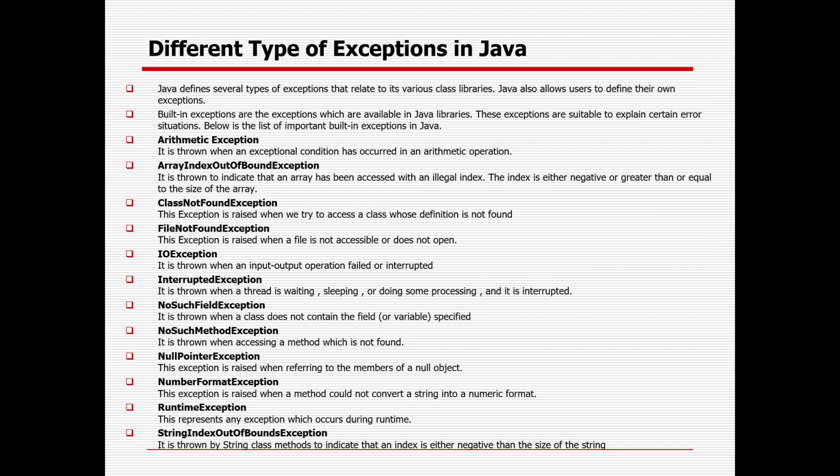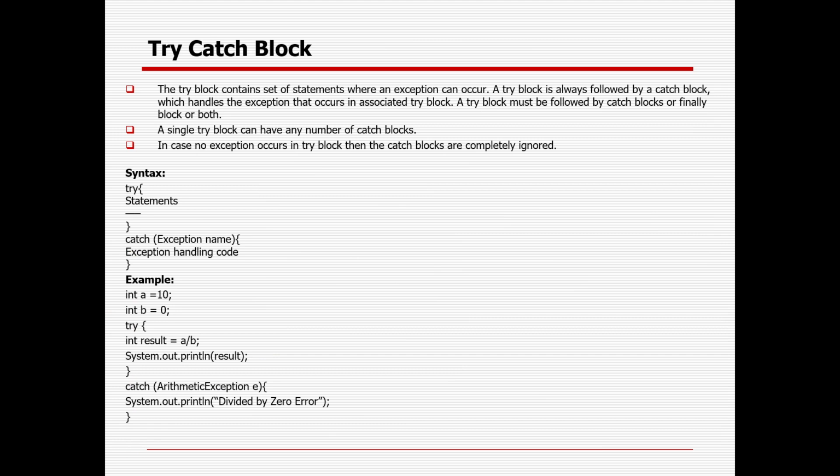So there are 5 keywords available to handle exceptions: try, catch, finally, throw, and throws. I will discuss them one by one. A couple of things, like the try, catch, and finally blocks, will be discussed in today's session. Java defines several types of exceptions that relate to various class libraries. Java also allows users to define their own exceptions.